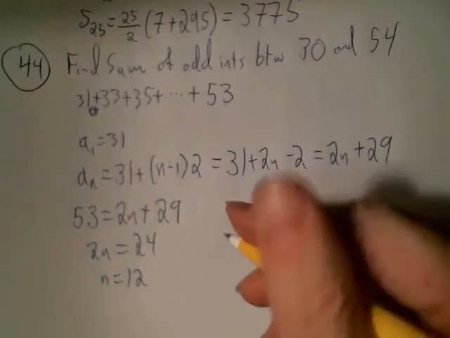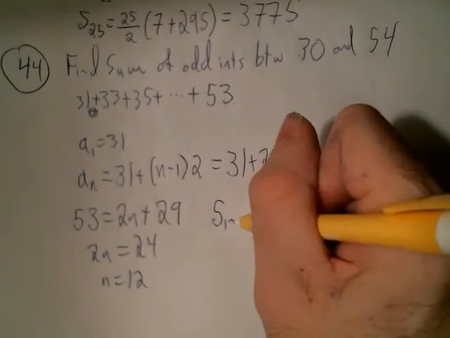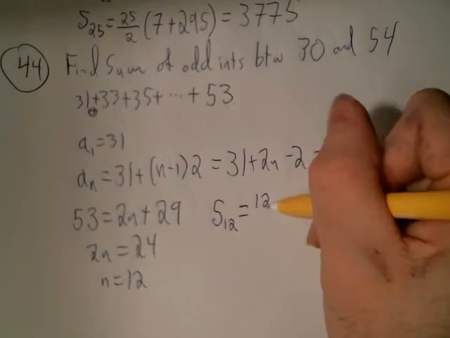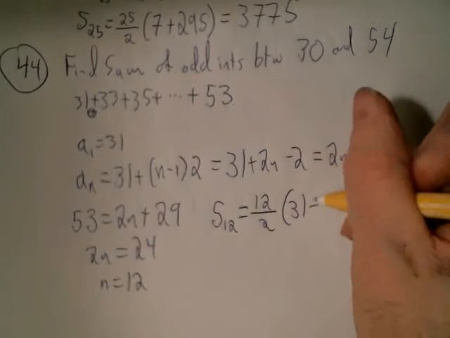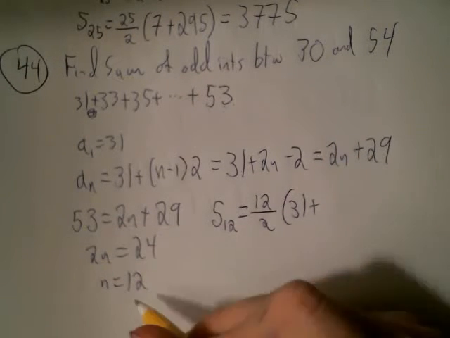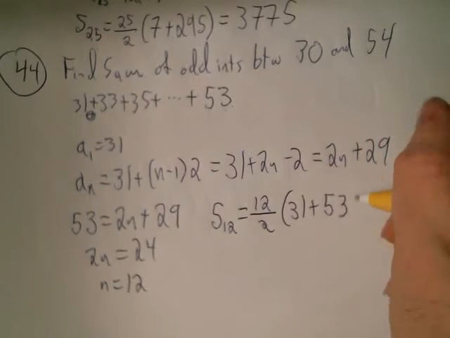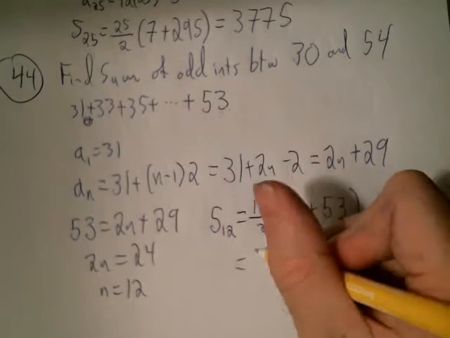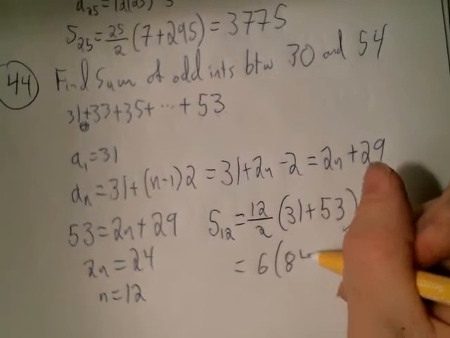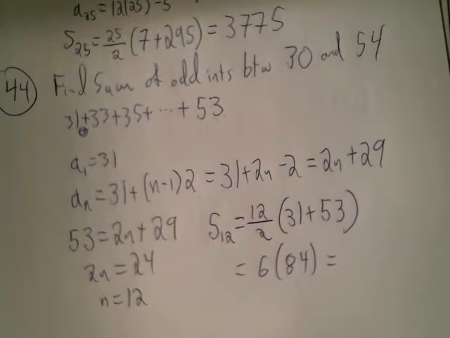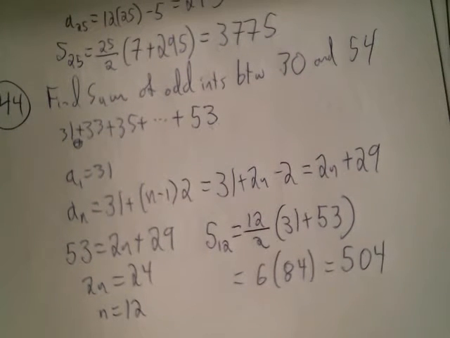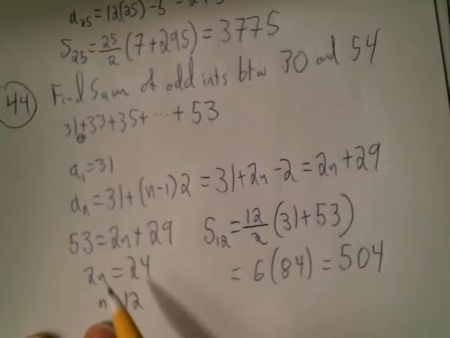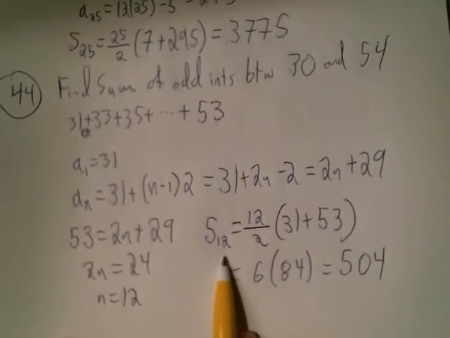Okay, so we want the sum of the first 12 terms, which will be 12 all over 2 times a sub 1, which is 31, plus a sub 12, which is 53. So we get 6 times 84. In other words, 504. So we had to do a little bit of extra work trying to figure out the n value to put into our formula.